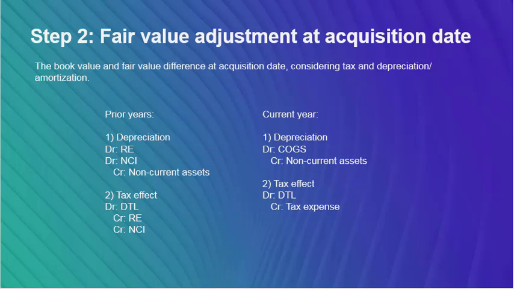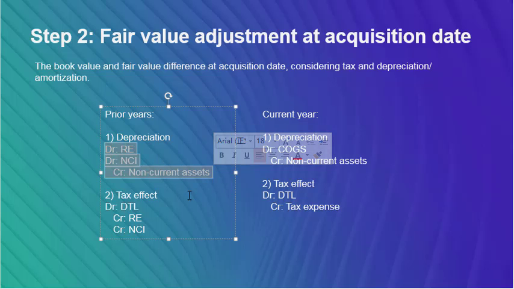Okay. And step 2, the fair value adjustment at acquisition date. So this is the revaluation of non-current asset we mentioned. And so each year, if that is PPE or intangible asset, you're gonna amortize it or depreciate that. So each year you have depreciation from consolidation perspective view. You're gonna depreciate that, right?